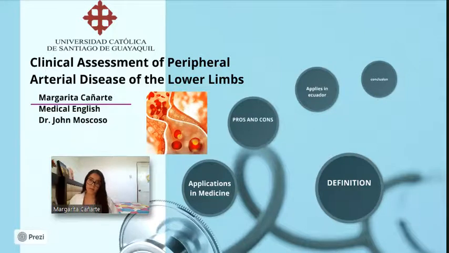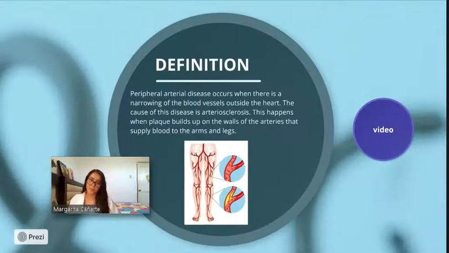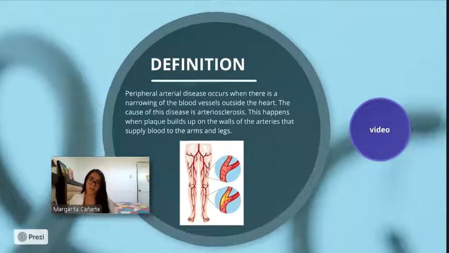My topic is about clinical assessment of peripheral arterial disease of the lower limbs. Definitions. Peripheral arterial disease occurs when there is narrowing of the blood vessels outside the heart. The cause of this disease is arteriosclerosis. This happens when plaque builds up on the wall of the arteries that supply blood to the arms and legs.